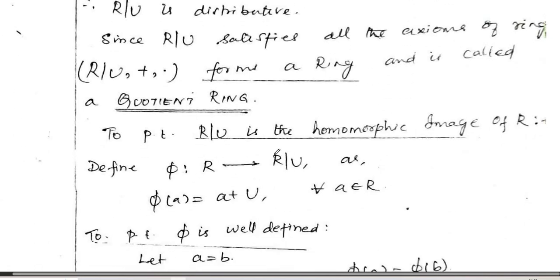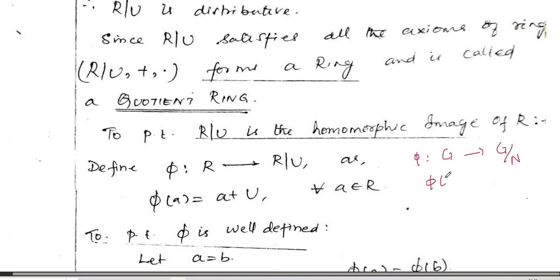Now we have this canonical homomorphism. To prove that R mod U is the homomorphic image of R, you define a mapping, say phi from R to R mod U as phi of A equals A plus U. This canonical mapping is similar to the one we had in the case of groups, where phi was defined from G to G mod N. The proof and the definition are all the same.